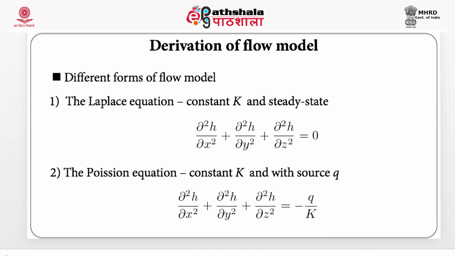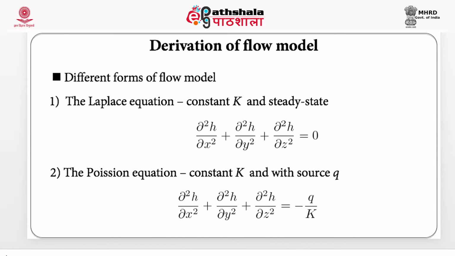When we say initial condition, we are dealing with a transient problem, and in a transient problem the head has to be specified at time equals 0. When we deal with steady state problems, boundary conditions have to be defined, and in groundwater flow problems there are 3 types of boundary conditions.